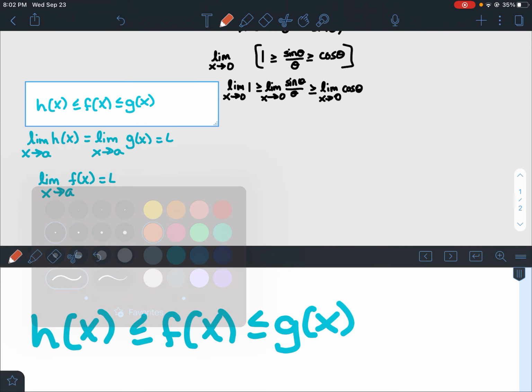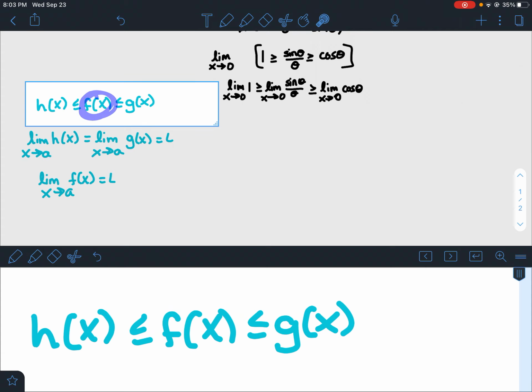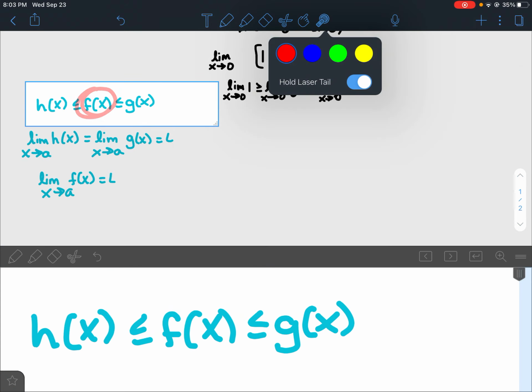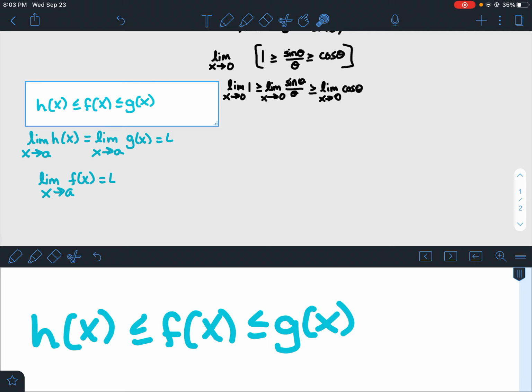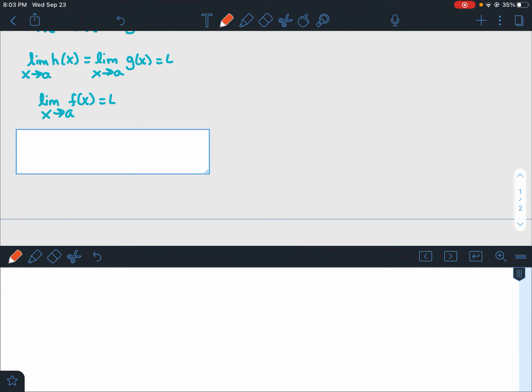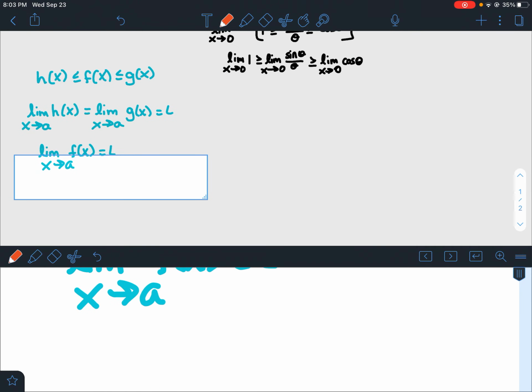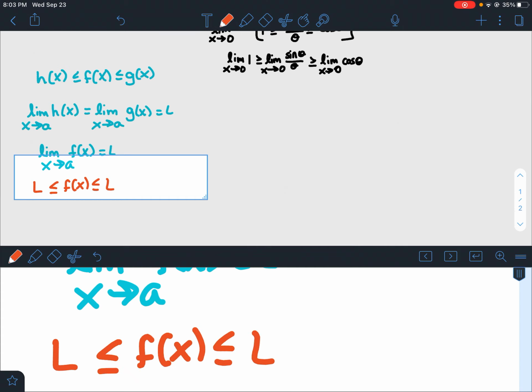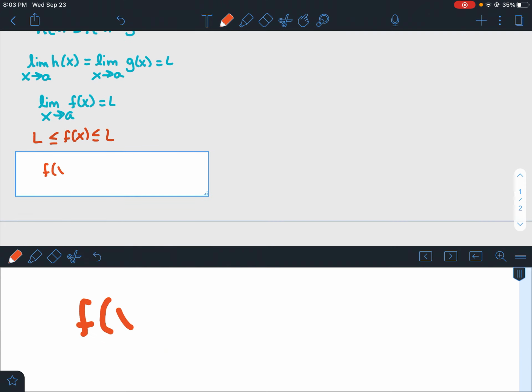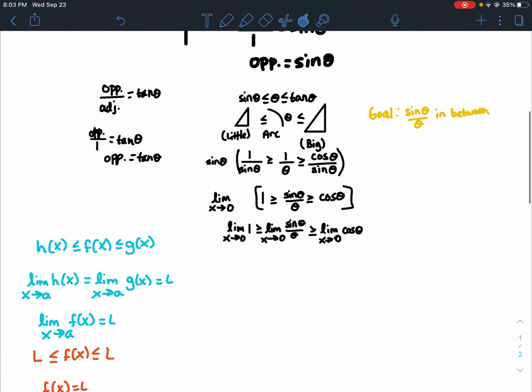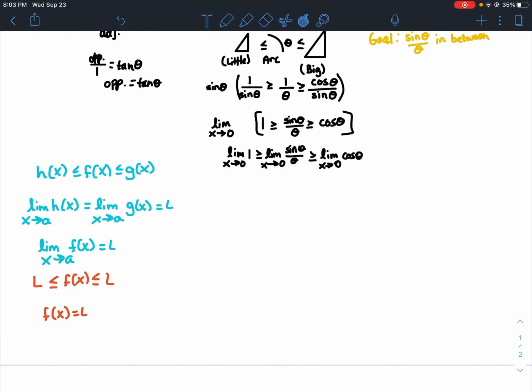We're trying to find this function right here. Yep, that function right there. All right, let's get to business. So basically, if this is L and this is L, then that means f of x is equal to L. That's all it's saying. That's the same thing with what I was saying with the limits.